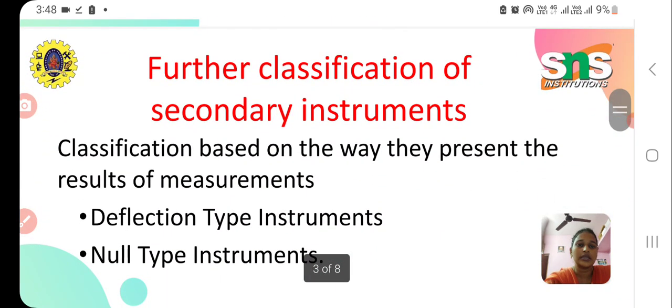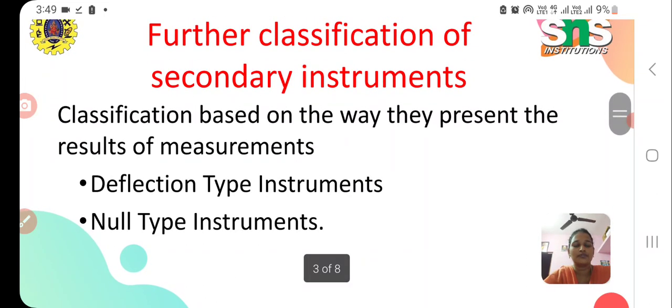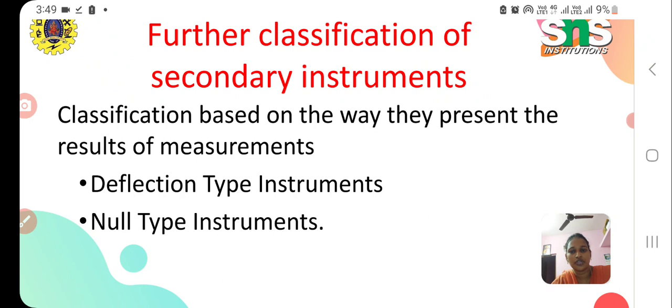Secondary instruments are further classified as deflection type and null type. Basically, the secondary instruments have various classifications based on different categories. The first category is based on the way they present the results of measurements. For example, the classifications are deflection type and null type secondary instruments. These two types we have already seen in our laboratory classes.